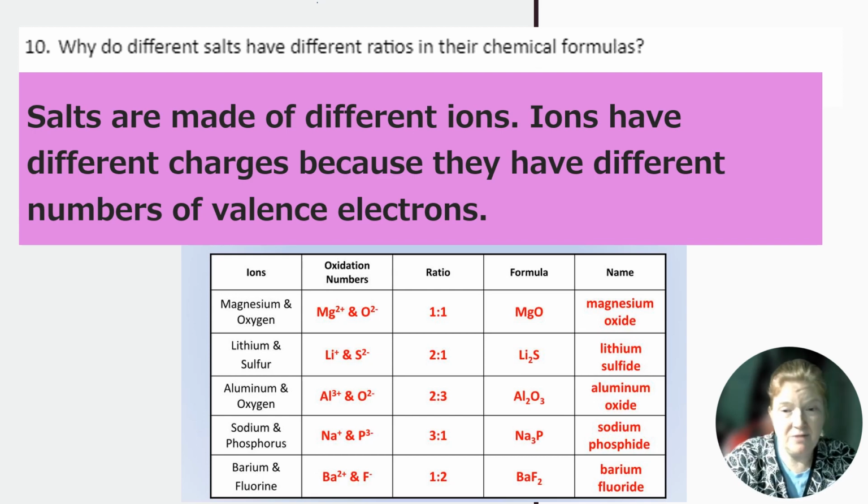The metals have to get rid of all their electrons, so we end up with different ratios. Sodium with a +1 and chlorine with a -1 balance one to one, but sodium with a +1 and oxygen with a -2 are going to end up in a different ratio.